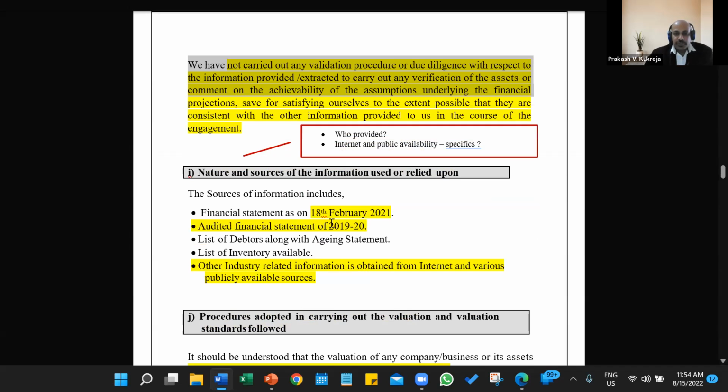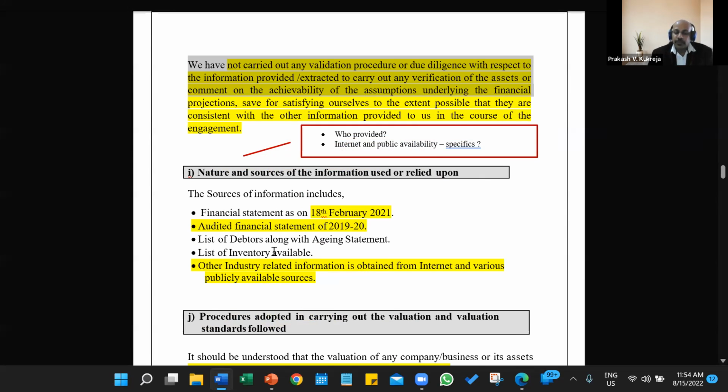Now, nature of sources of information. If you see here, it has just listed what documents or information were used, but who has provided them, right? Other information, if you have sourced anything from publicly available sources or maybe from the internet, again, be very specific.